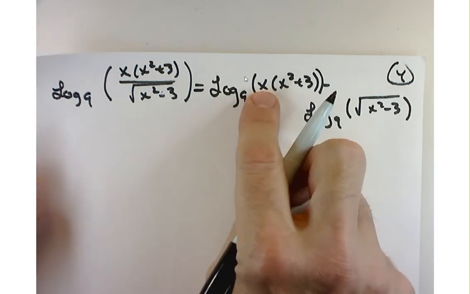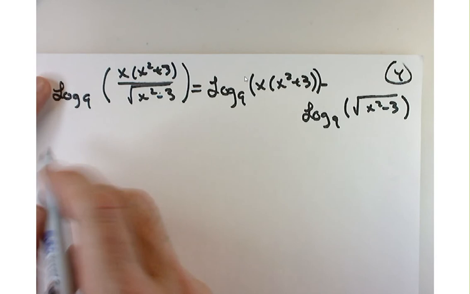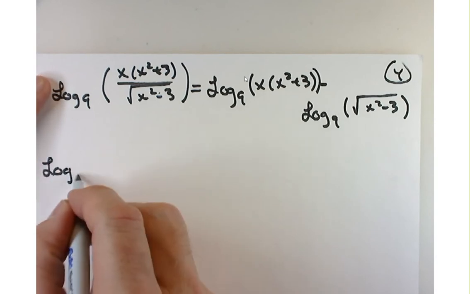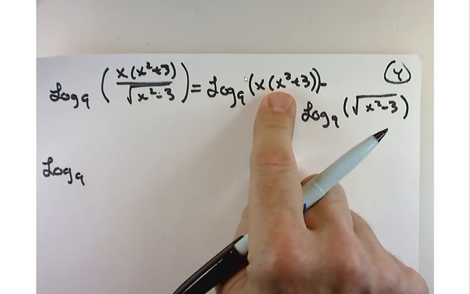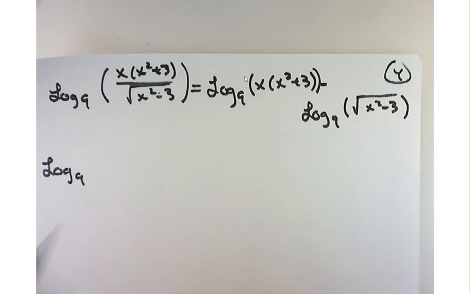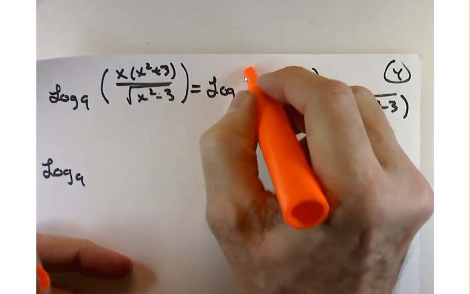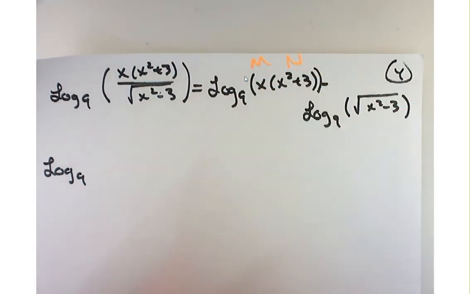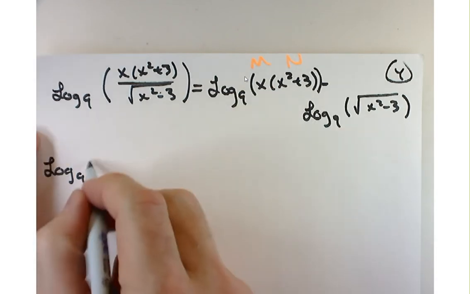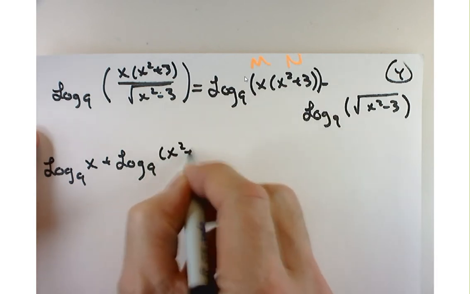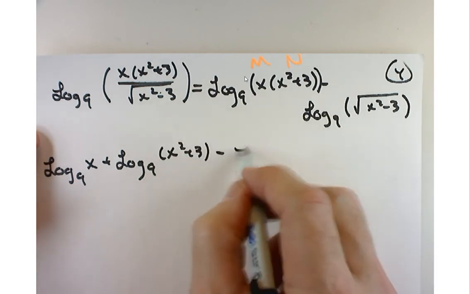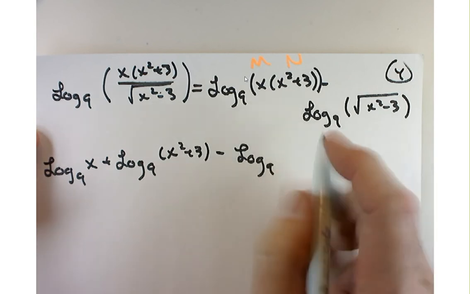Instead, right here, what could I do? Don't make Sydney do all the work. What property applies here? Power rule, quotient rule, or product rule? You've got three choices. Which one? Product. Product rule, good. So you've got the log of, in some sense, m times n, this times this. So it's going to be the log of x plus log of x squared plus 3 minus log base 9 of x squared minus 3.